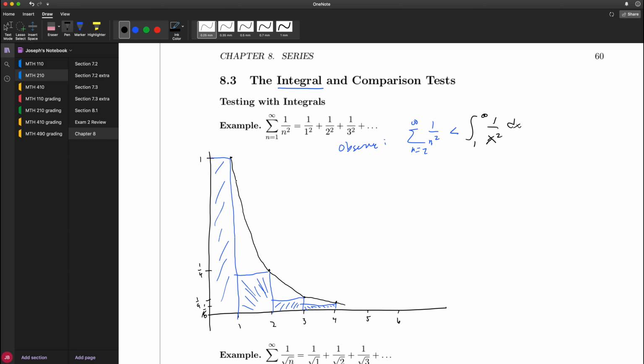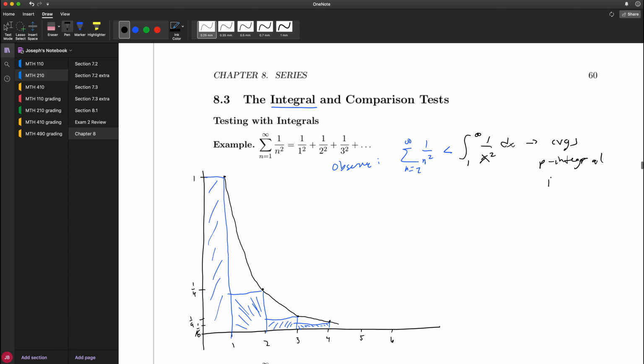Here's the graph of 1 over x squared sitting above each of these rectangles. And so adding up the area of all those rectangles is less than adding up the area under the curve, which as we know is an improper integral. Okay, well, does this converge or diverge? This integral here converges. It's a p integral with p equal to 2, which is bigger than 1. That's all it takes, is bigger than 1.